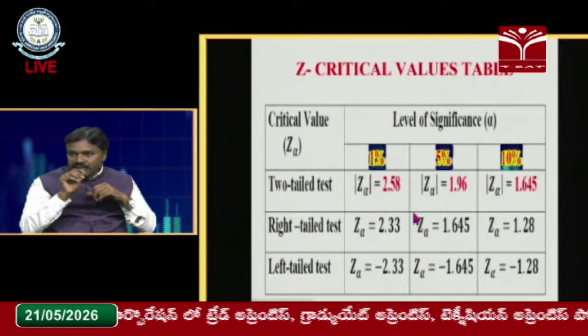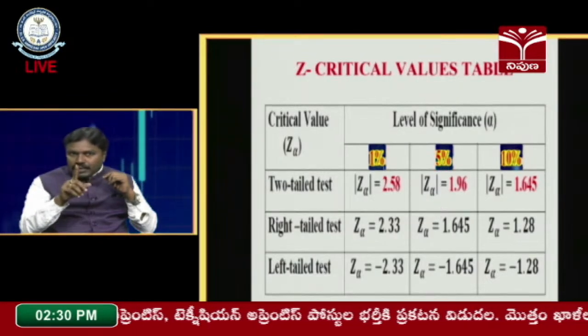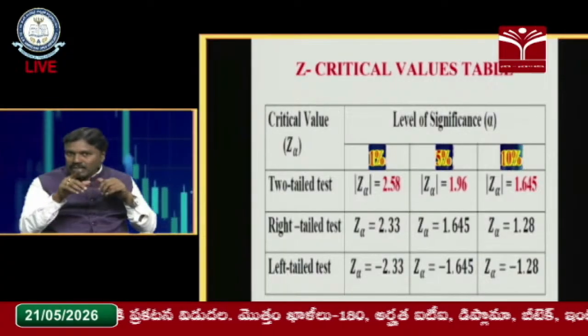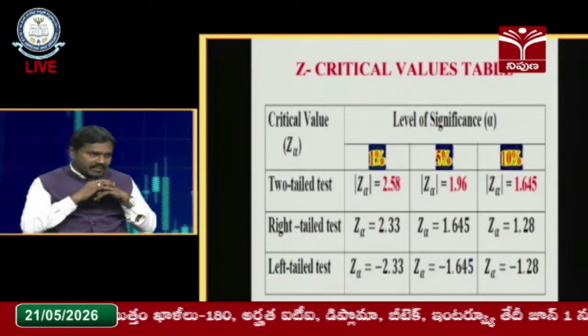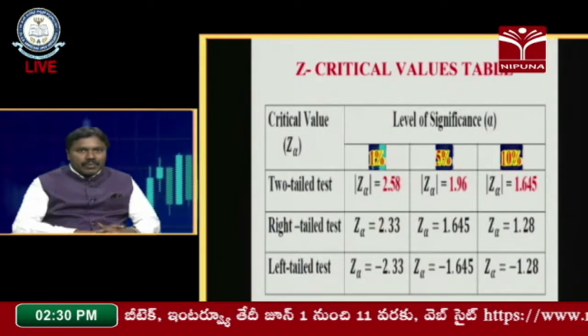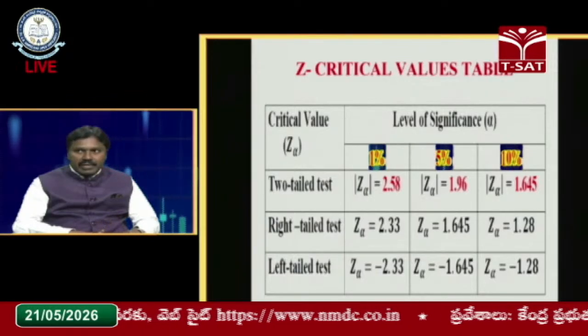From the examination point of view, these values are not provided. Students should know these values. Okay. Two-tail test for 5%, what is the value? Mod Z alpha is equal to 1.96. And what is the 10% level value? 1.645. This comes under the two-tail test.